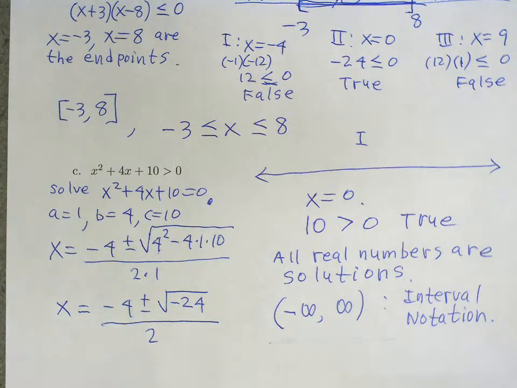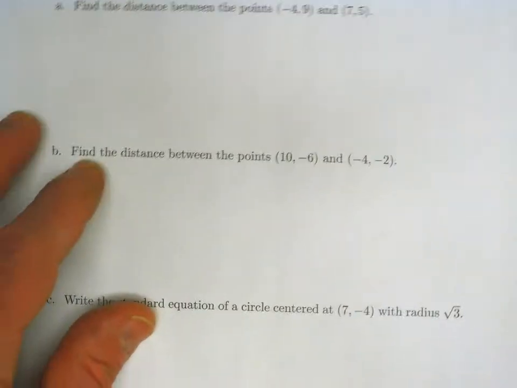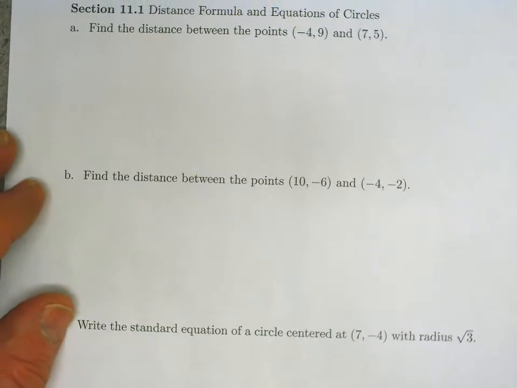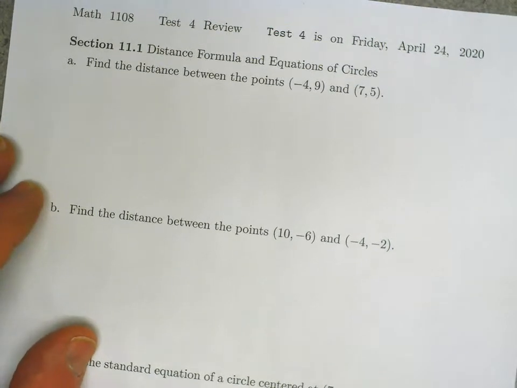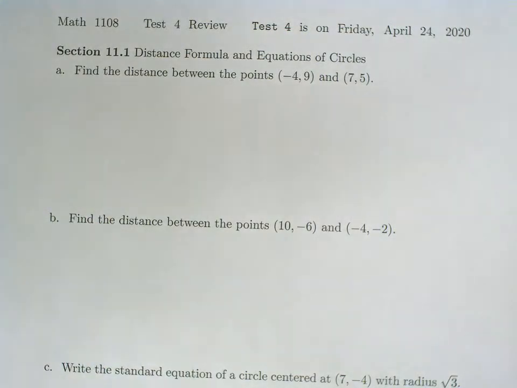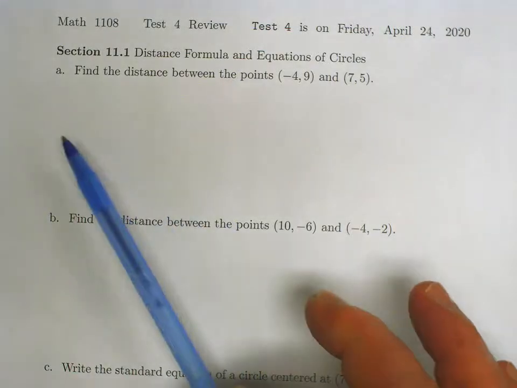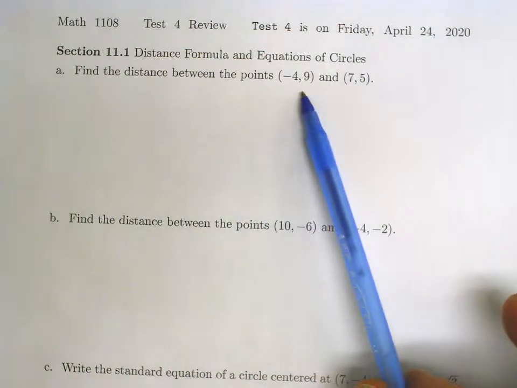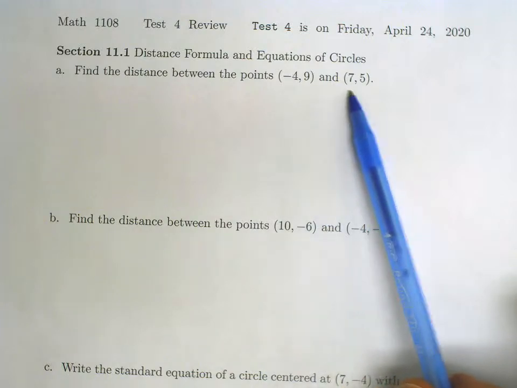Okay, let's move on to the chapter 11 material. So the distance formula and equations of circles. Find the distance between the points -4, 9, and 7, 5.